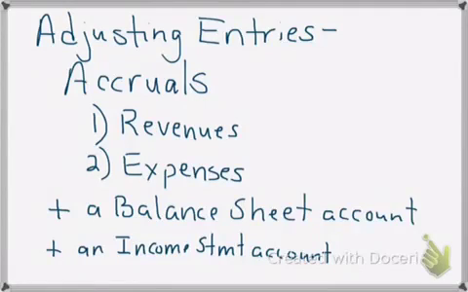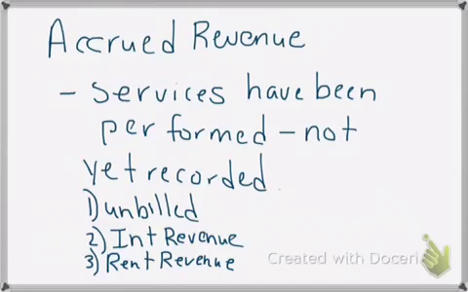All right, now we're going to move into the rest of the adjusting entries. The other adjusting entries that we will look at are going to be the accruals. You will have accrued revenues and accrued expenses. When we look at accruals, what you will find is that you have to increase a balance sheet account and you will increase an income statement account when we do look at these different accrual accounts.